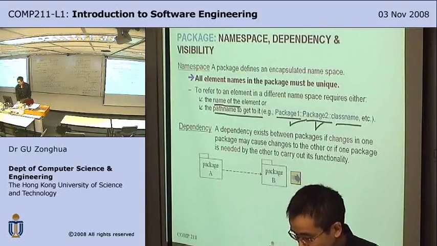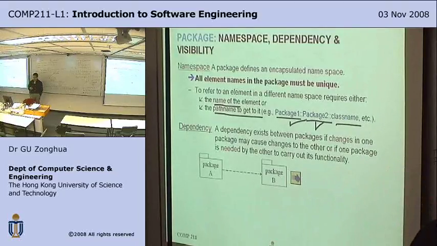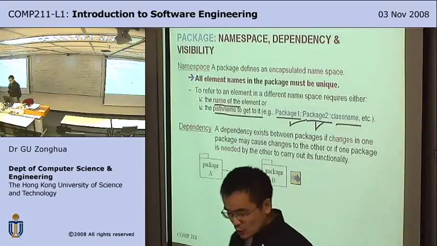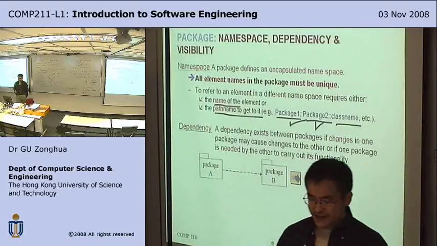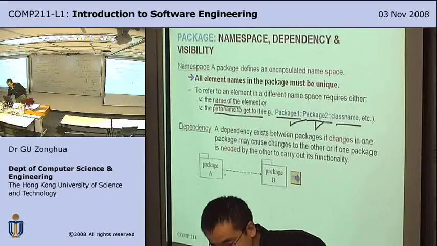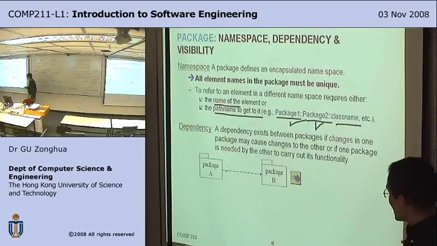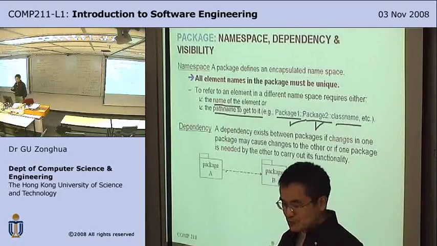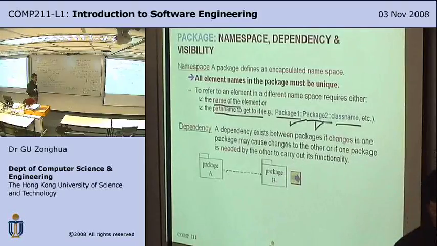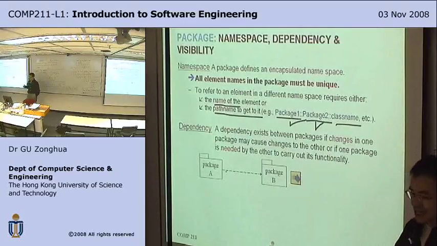So a dependency exists between packages if changes in one package may cause changes to the other, or if one package is needed by the other to carry out its functionality. So this means that package A is dependent on package B, but not vice versa. That is, package A can make procedure calls or send messages to package B, but package B cannot directly communicate with package A.